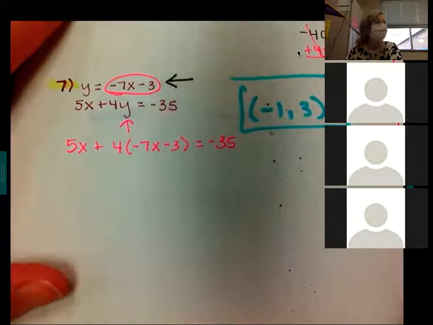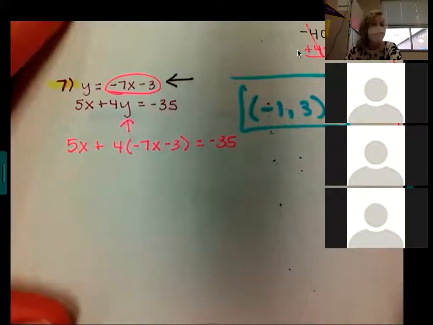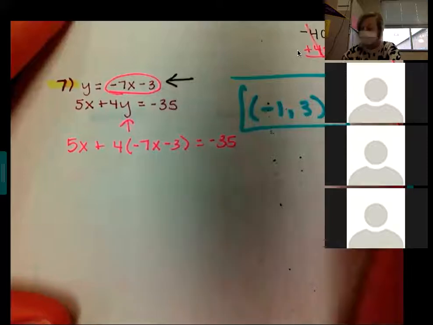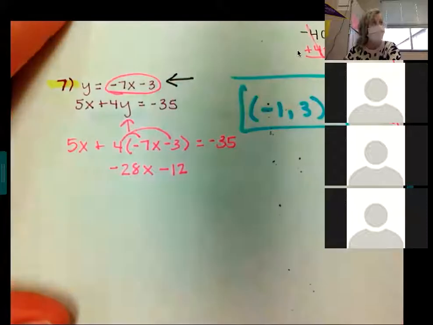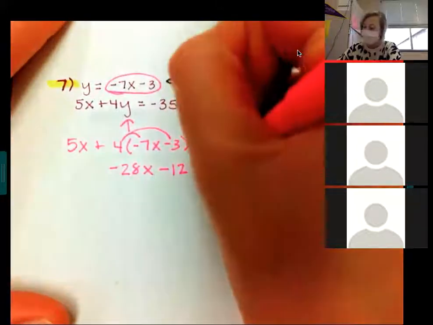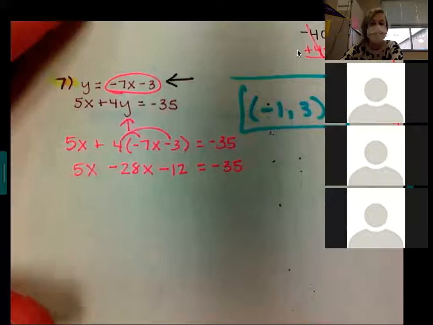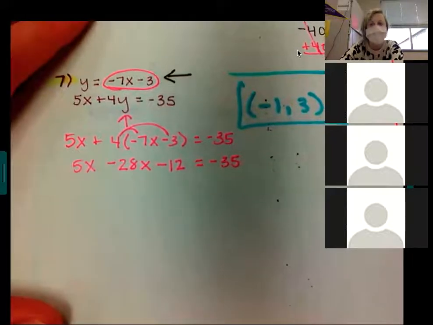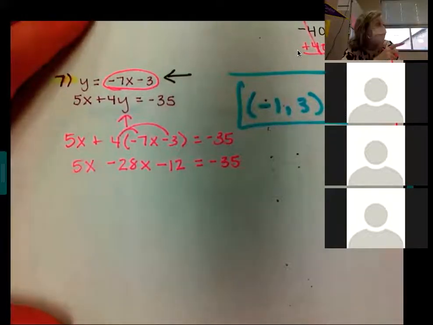Everybody okay with that first step? All right, now think about PEMDAS. What do you do first? Parentheses, so you should have distributed. Good, Sean. So Sean, did you get negative 28x minus 12? Good job, babe. My people at home, are y'all okay with that second step right there? Yeah. All right, I'm just reviewing. Y'all don't have to do it with me unless you want to, but there is one like this on your test. So make sure you're okay with this.